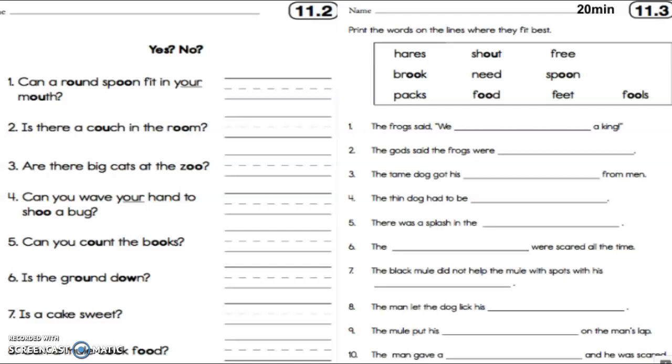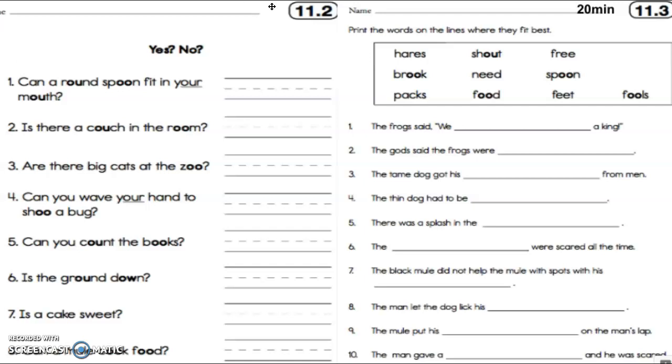The blank were scared all the time. The black mule did not help the mule with spots with his blank. The man let the dog lick his blank. The mule put his blank on the man's lap. The man gave a blank and he was scared. So we're going to fill in the blank with the words in the word bank.